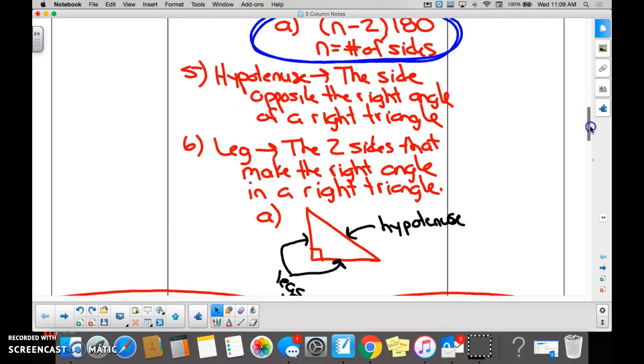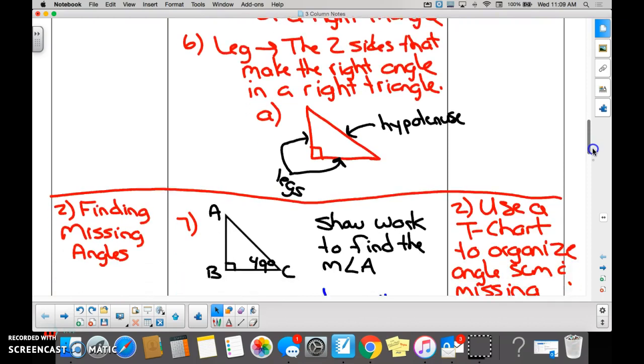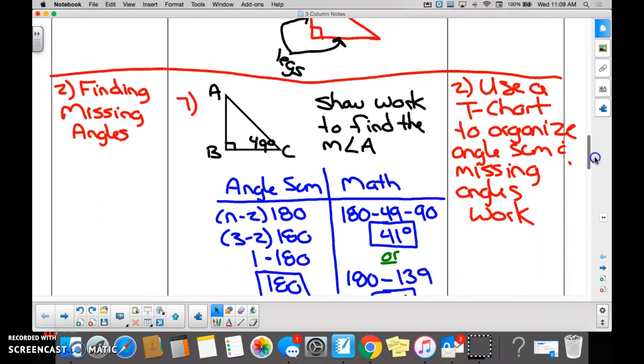Hypotenuse and leg, they make up a right triangle. We'll talk more about those later on in the year, not in this lesson.